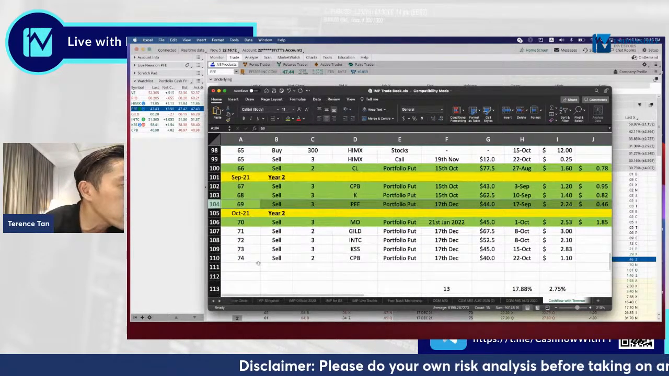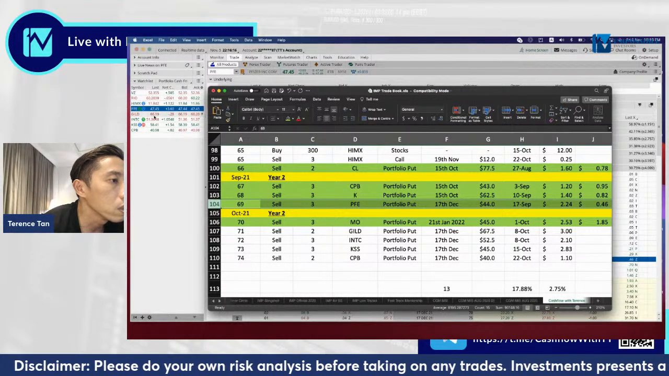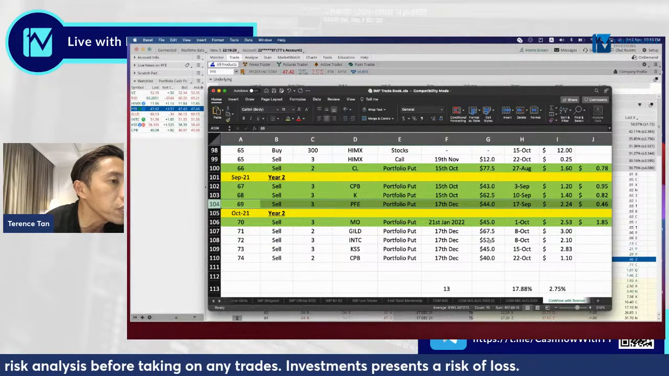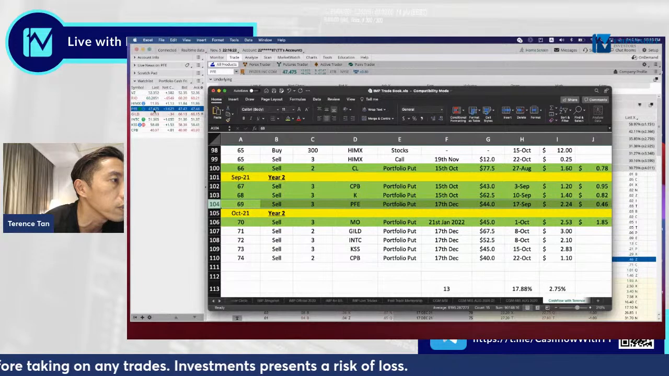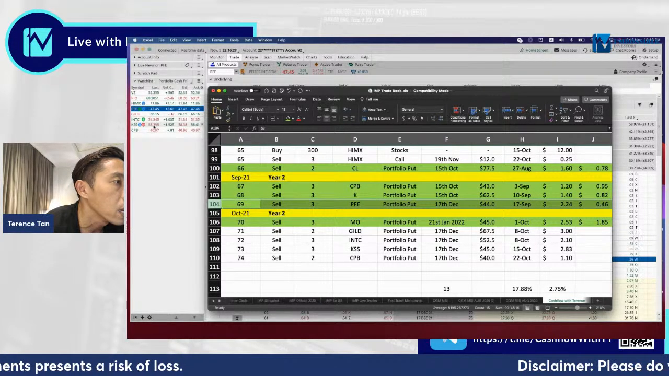Let's go to the next one, GILD. No movements, so no actions. Intel has rebounded, but we have a 52.50 put, so we're going to hang on for this for a while. I do believe there's more upside on Intel. So we're hanging there.